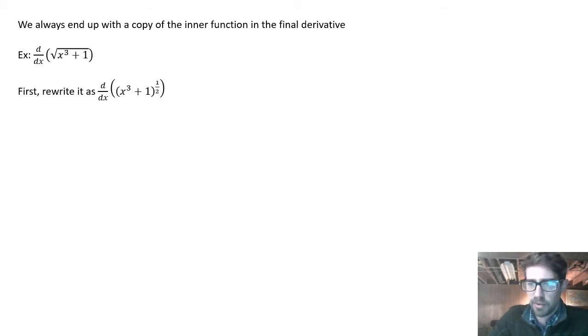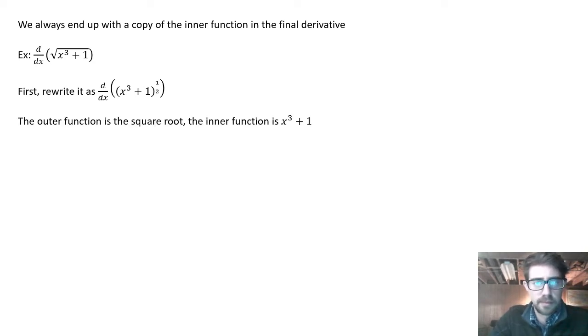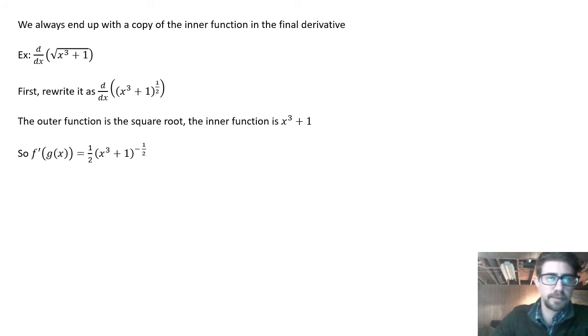Anytime you have a radical, you want to rewrite it as a fractional exponent, so you can just use the power rule on it. You won't always have to do this, but for now, obviously the thing that's happening to everything is the square root, and the thing that it's happening to is the x cubed plus 1. When you deal with the outer function, you're just using the power rule, so it's 1/2 times x cubed plus 1 to the negative 1/2. You're just treating x cubed plus 1 like a variable. You can call it u and say the derivative of the square root of u is 1/2 u to the negative 1/2.